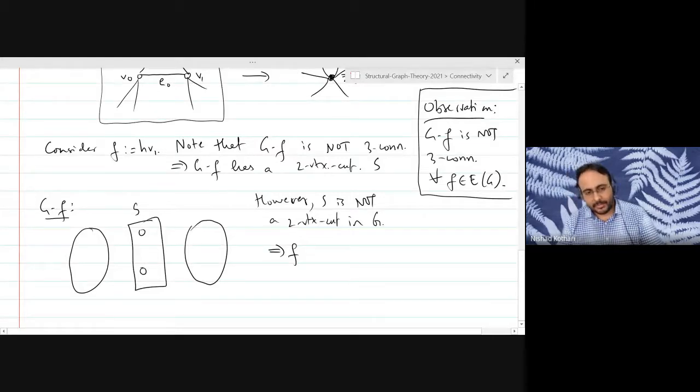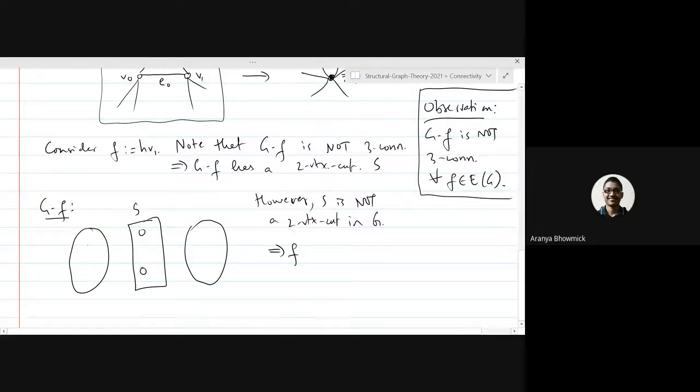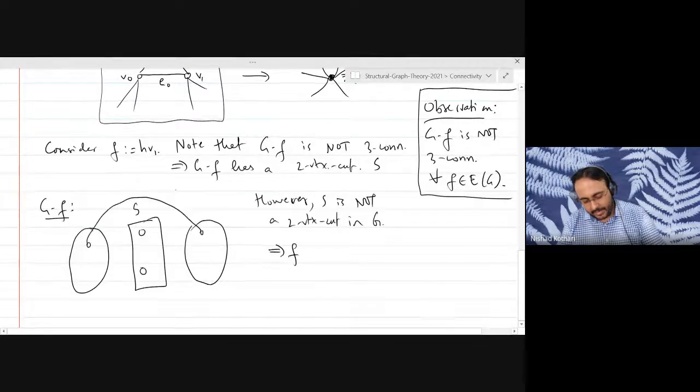So what's the only possibility remaining? You have tried all the possibilities. One endpoint in one component and the other endpoint in another. Exactly. It has to be like this. That's the only way you can destroy this two vertex cut in the original graph. The original graph is three connected, so you cannot have two vertex cuts. So the edge F has to have its two ends in two distinct components of G minus F minus S. And that implies that there are exactly two components.